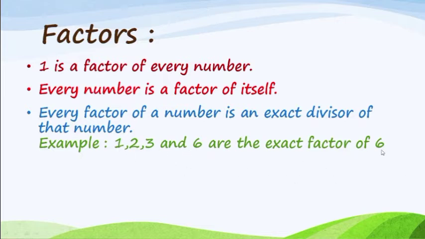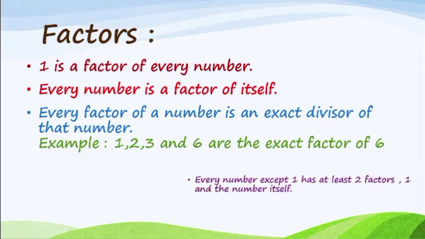If I try to divide 6 by 2, again it is divisible. If I try to divide 6 by 3, again it is divisible. And if I try to divide 6 by 6, again it is divisible, meaning all the factors are dividing the given number 6 completely. So here every factor of a number is an exact divisor. We will be considering them as exact divisors.